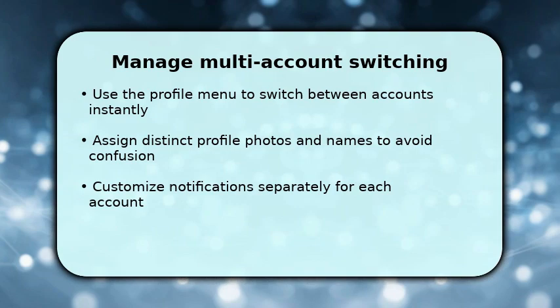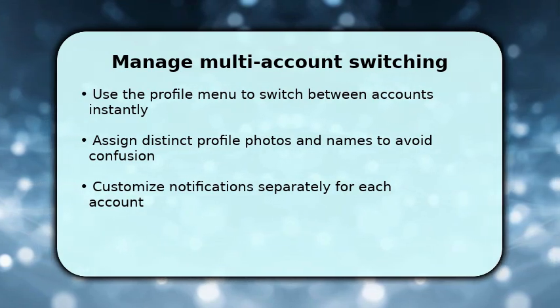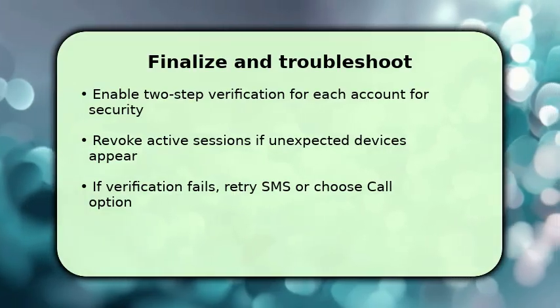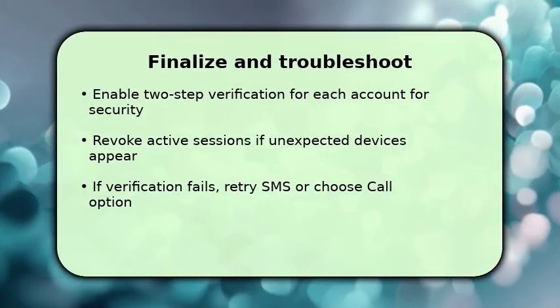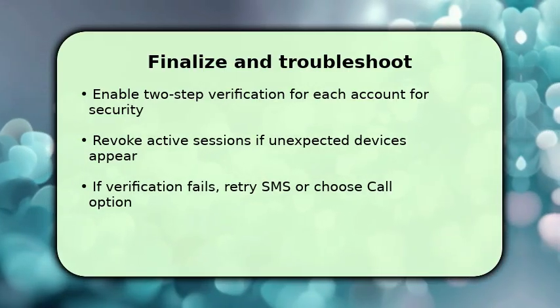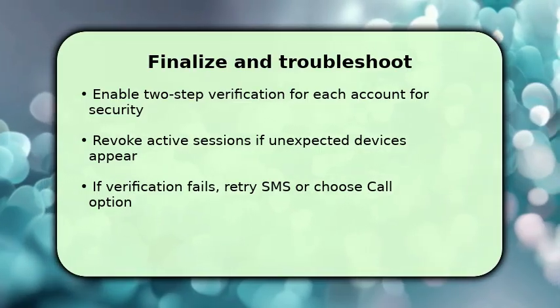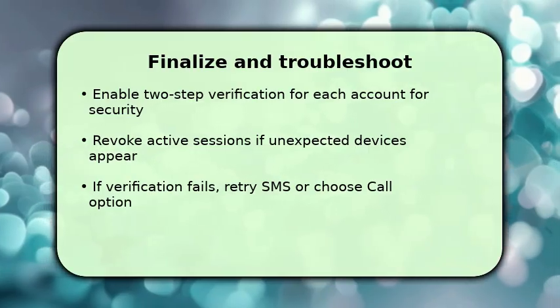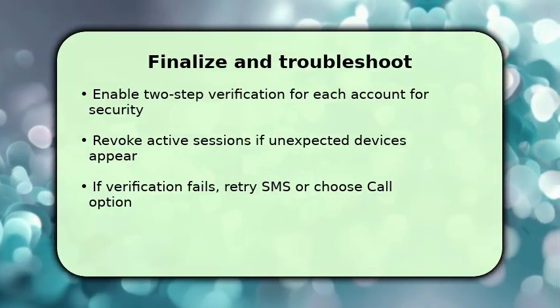To finish, secure both numbers by enabling two-step verification and backing up recovery info. Confirm that linked devices show only the ones you approve. Revoke any unknown sessions. If verification or SMS delivery fails, retry after checking network and signal, or use the call verification option. Sometimes carriers delay texts.